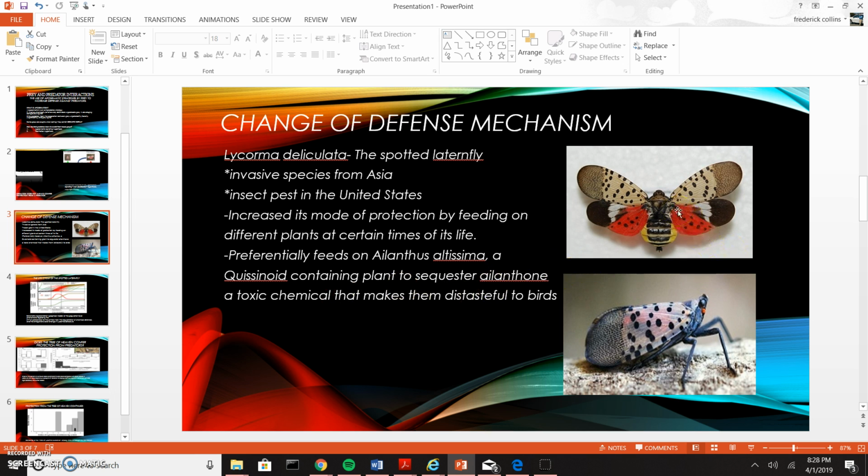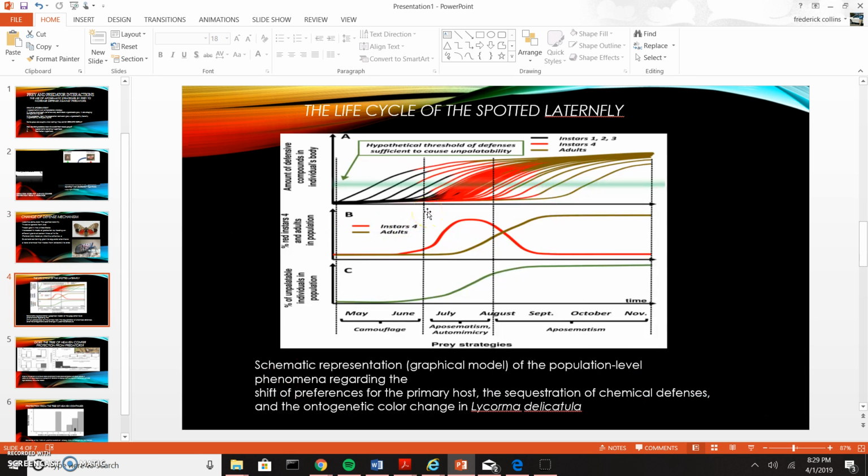This is the insect in its form showing aposematism, and this is it with the wings folded. Over the life cycle of the spotted lanternfly, in instars 1, 2, and 3, it's young, so it's not feeding enough on the sap of the tree of heaven. But as it grows, it gets bigger, and it gets the chance to feed enough.